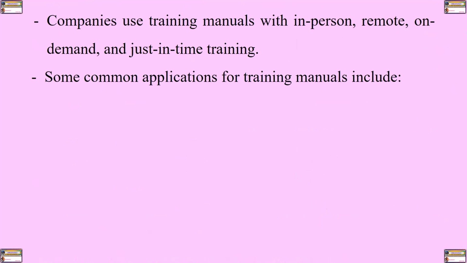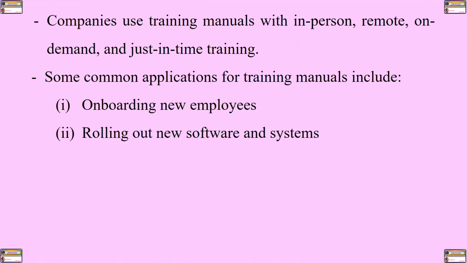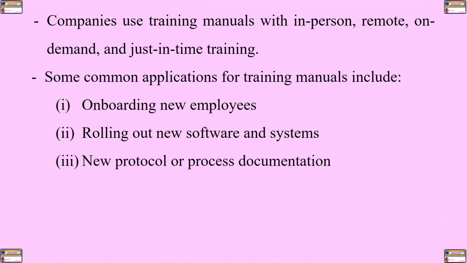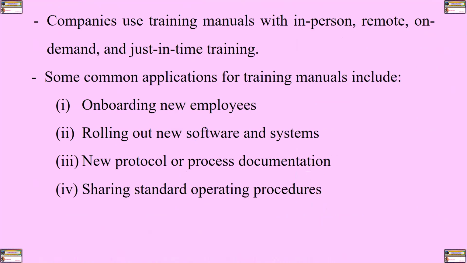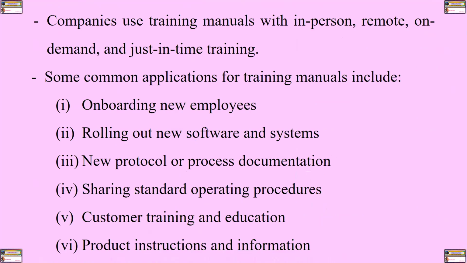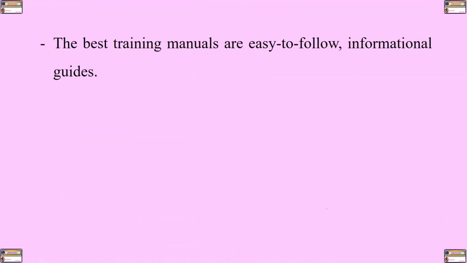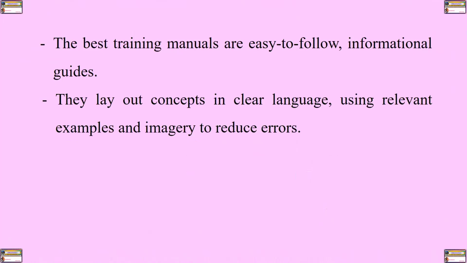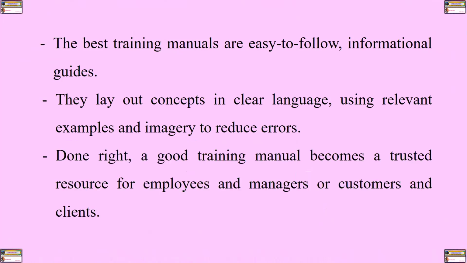Some common applications for training manuals include onboarding new employees, rolling out new software and systems, new protocol or process documentation, sharing standard operating procedures, customer training and education, and product instructions and information. The best training manuals are easy to follow information guides. They lay out concepts in clear language using relevant examples and imagery to reduce errors. Done right, a good training manual becomes a trusted resource for employees, managers, or customers.